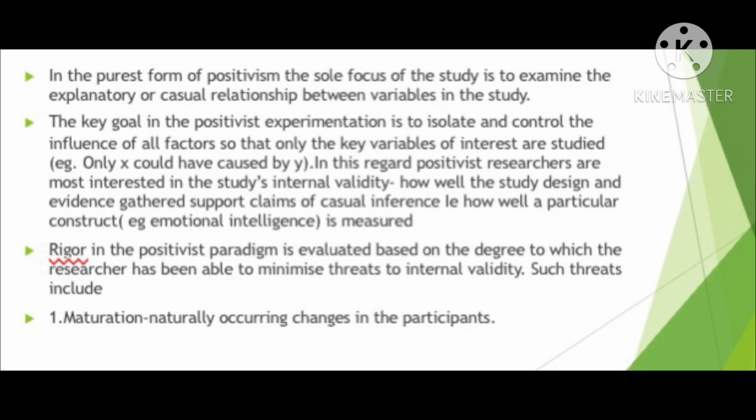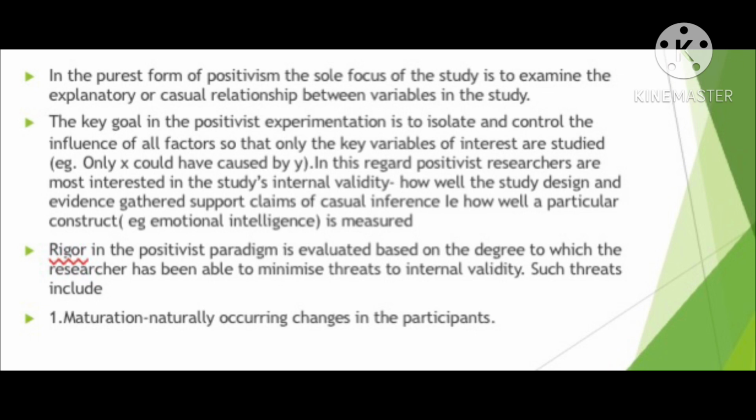In this regard, positivist researchers are most interested in the study of internal validity. What is internal validity? How well the study design and evidence gathered support the claim of the causal inference. What inference we are making, that is supporting our study design or not. That is called internal validity. Then rigor in the positivist paradigm is evaluated based on the degree to which the researcher has been able to minimize the threat to internal validity.